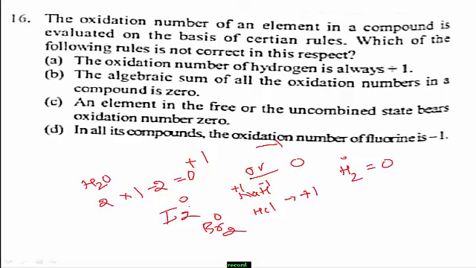Next, according to option D, in all of its compounds, the oxidation number of fluorine is -1. Remember, students, it is one of the most electronegative elements in the periodic table, so it contains oxidation state of -1. Therefore, which one is not a correct statement according to the rules? Option A. Hydrogen oxidation number is not always +1, it changes to 0 or -1 in some species. So option A is the right answer.